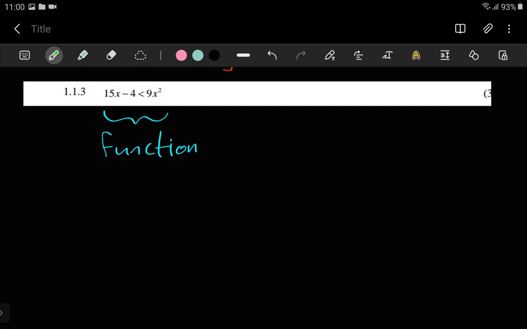For you to properly see what the equation of this function will look like, you're going to put everything on one side. When I say you're going to put everything on one side, I mean you're going to have 0 here, bigger than 9x squared minus 15x plus 4.